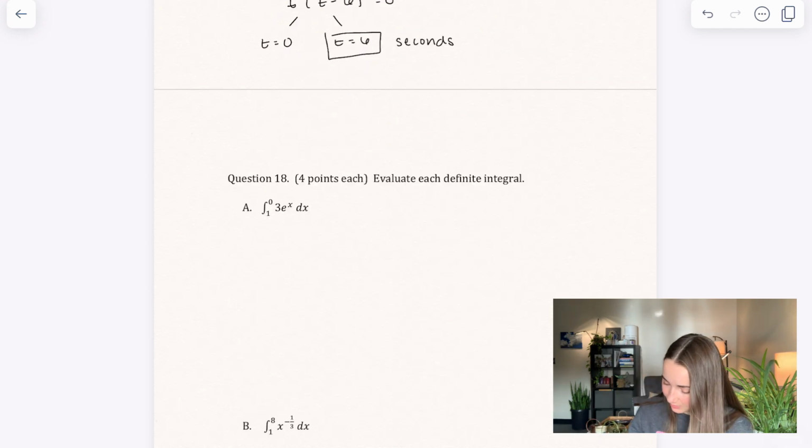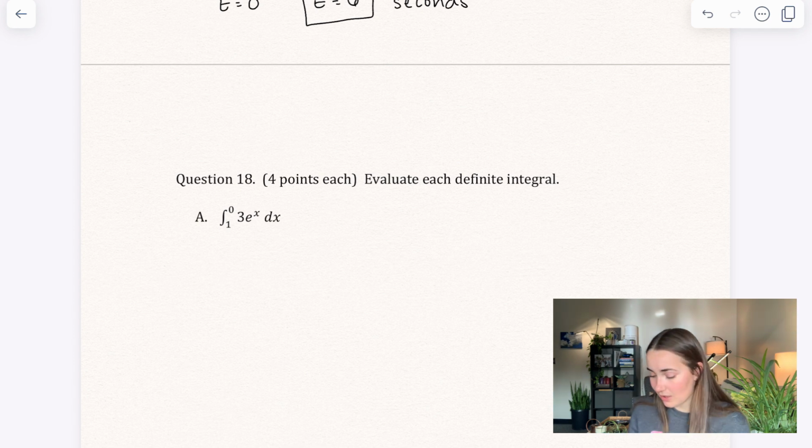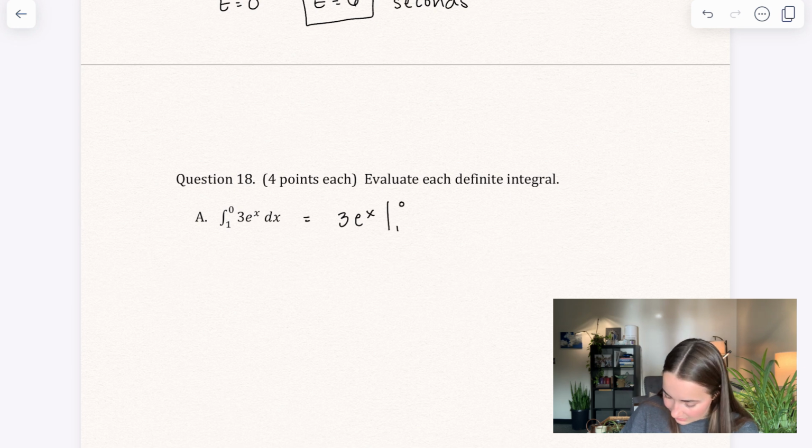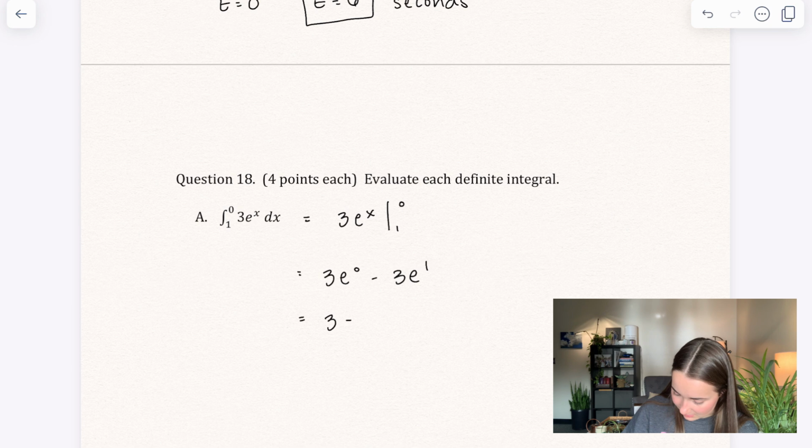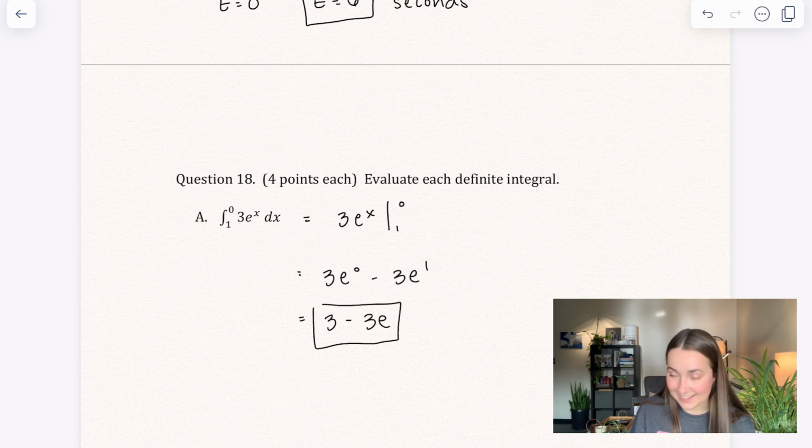Ooh, definite integrals. Okay, so here when we first take the antiderivative, that 3 hangs out, and the antiderivative of e to the x is e to the x. So that stays the same, but we're evaluating between 1 and 0. So let's go ahead and do upper minus lower. We get e to the power of 0 minus 3e to the power of 1. So e to the power of 0 is just 1, so we get 3 minus 3e. And that's our first solution.